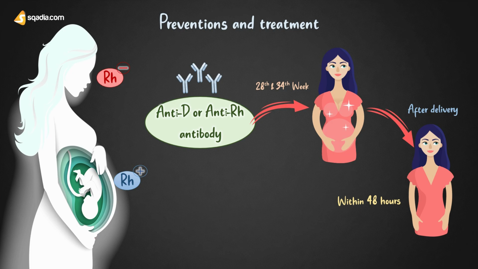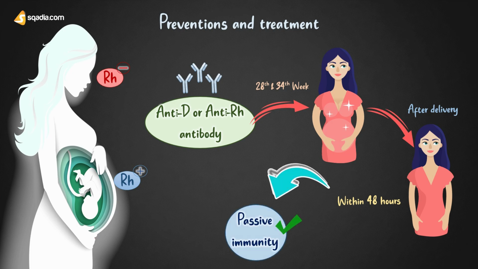This develops passive immunity and prevents the natural formation of Rh antibodies in the mother's blood, thus no long-term active immunity. So, the hemolytic disease of newborns does not occur in a subsequent pregnancy.